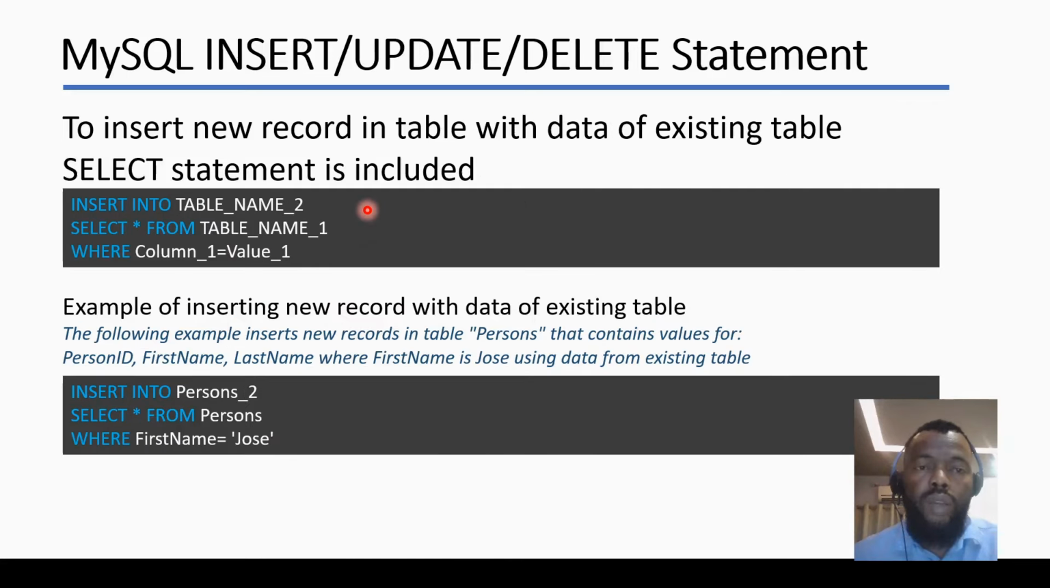Also, we can get data from an existing table and insert it in another table. So in our statement, we can also include a select statement, and we can have a condition to choose which data we need to pick. Here we have an example where we insert data in a table person 2, but this data we get from person, where the first name is Joseph.